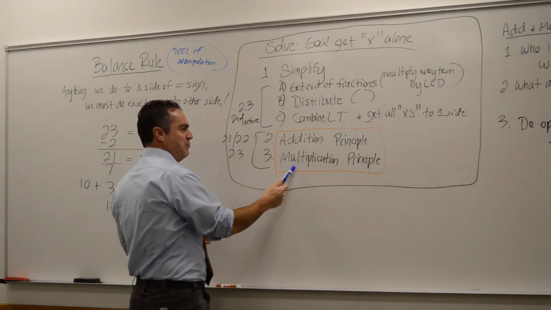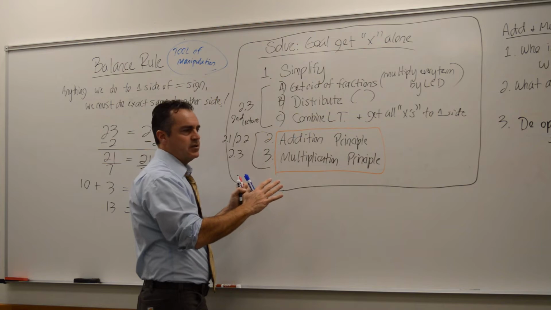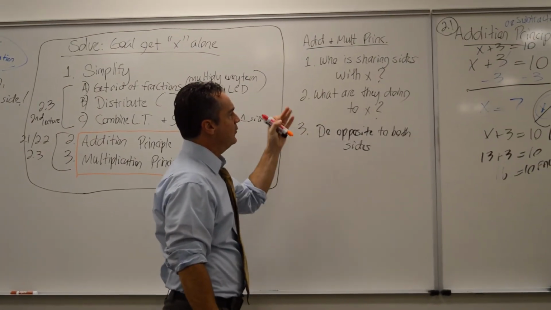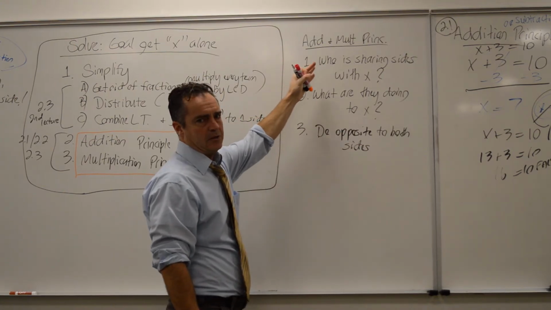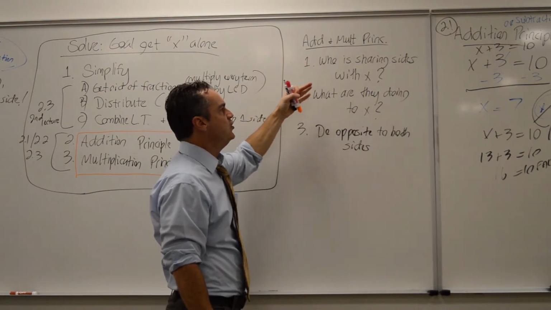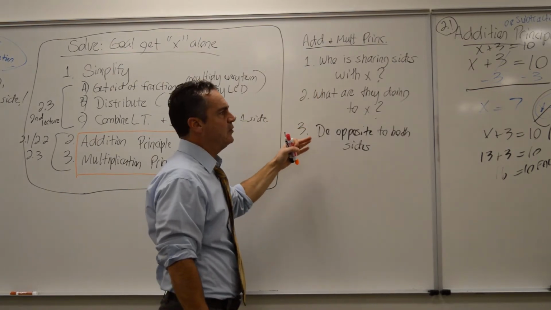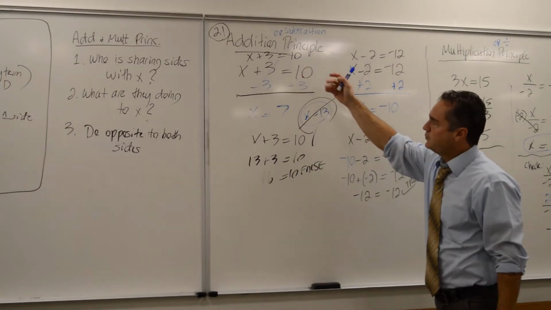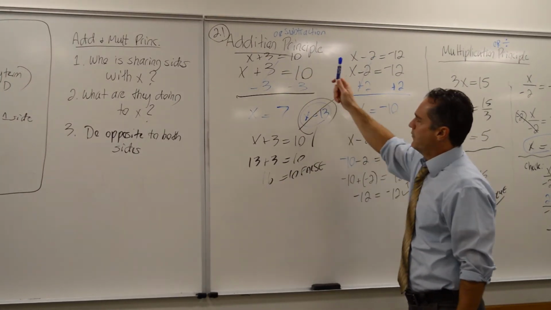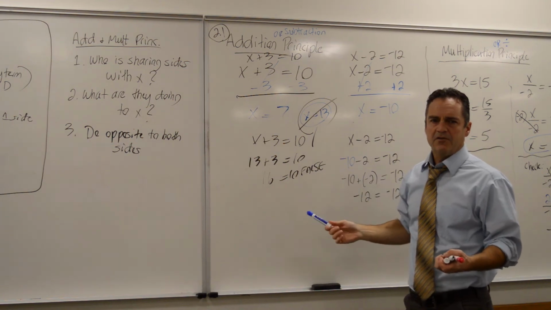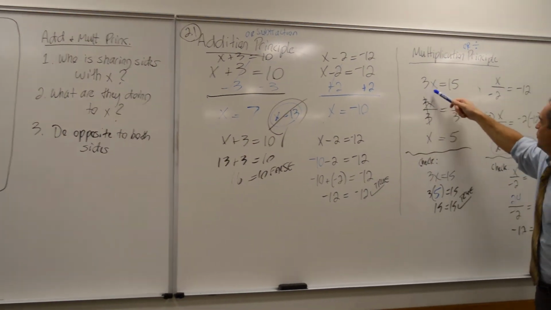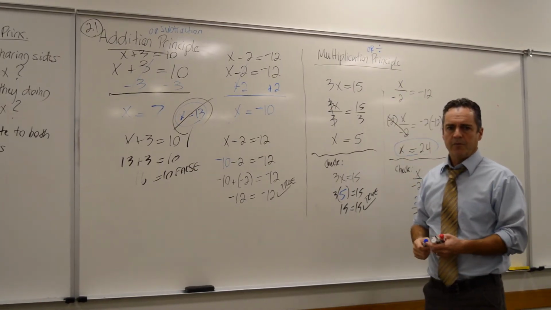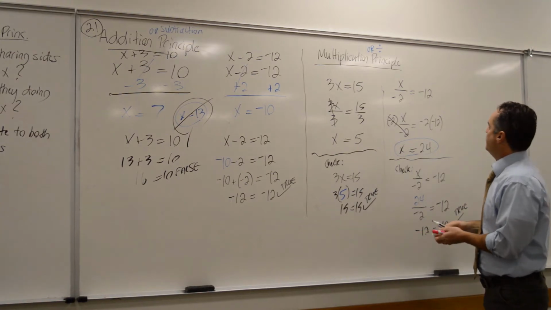Okay, addition and multiplication principles, all we're talking about in this lecture. What governs what we do with the addition and multiplication principles? We're asking every time, who is sharing sides with x? Because our goal is to get x alone. What are they doing to x? And then we're going to do the opposite to both sides. So here we had examples of the addition principle. Things being added or subtracted to our variable are the things we're going to take care of in the addition principle. Things that are being multiplied or divided to our variable are things we're going to take care of in the multiplication principle. So now I want to put these two principles together.